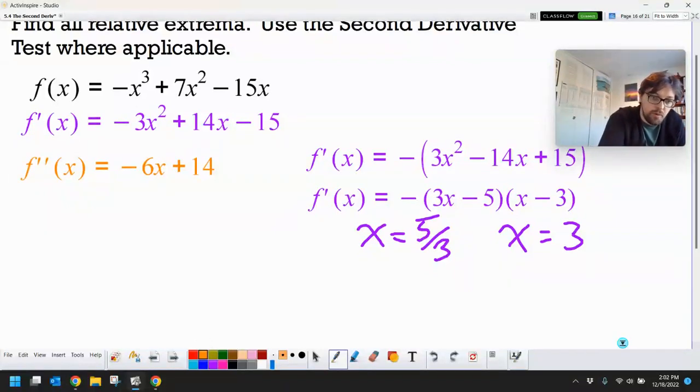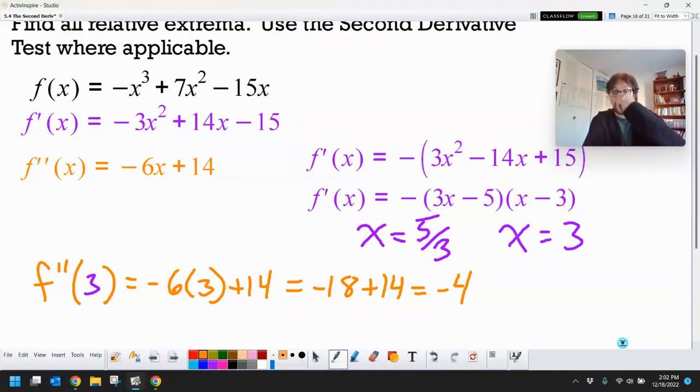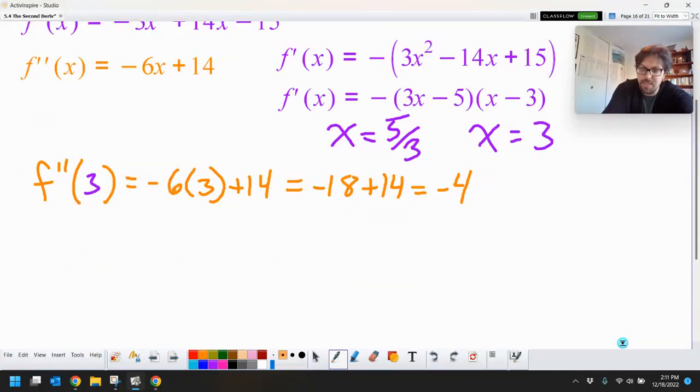So if we do f double prime of 3 first, that will equal -6 times 3 plus 14, which equals -18 plus 14, which equals -4. So we have a negative second derivative. That means that f double prime of 3 is less than 0 at that point. If we have a negative second derivative, that means we are concave down.